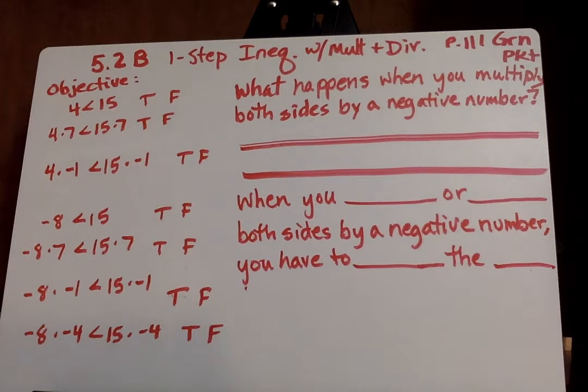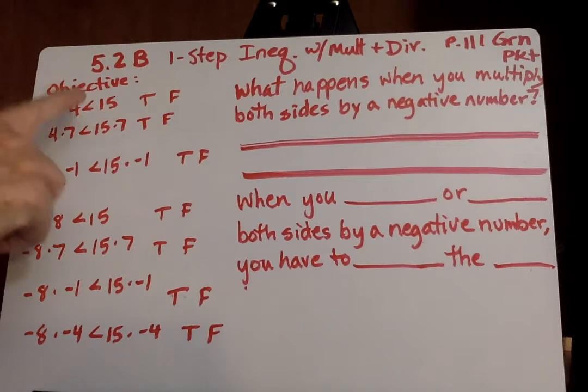Hello, students. Today we will be going over 5.2b. This is page 111 in your green packet. One-step inequalities with multiplication and division. So our objective: I can solve one-step inequalities with multiplication and division.